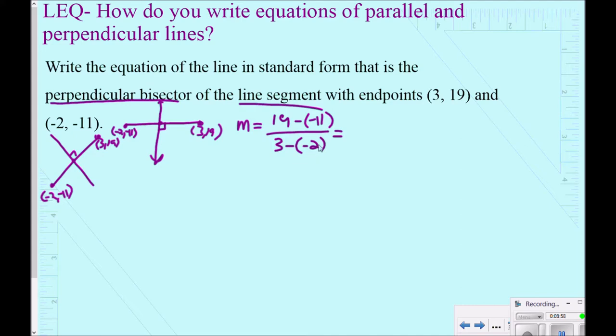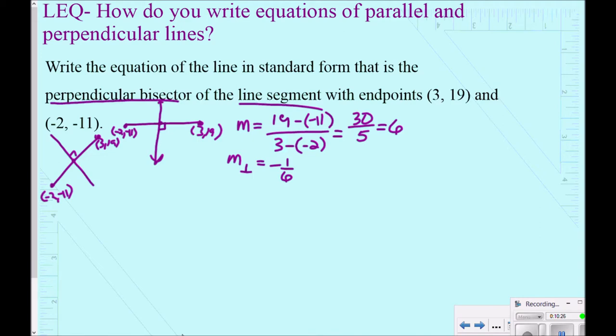So 19 minus negative 11 is 19 plus 11, which is 30. And 3 minus negative 2 is 3 plus 2, which is 5. So 30 divided by 5 is 6. Now that's the slope of the line segment. We want the slope of the line that's perpendicular to it. So we're going to get the opposite reciprocal, which means negative 1/6 is the slope of the perpendicular line.